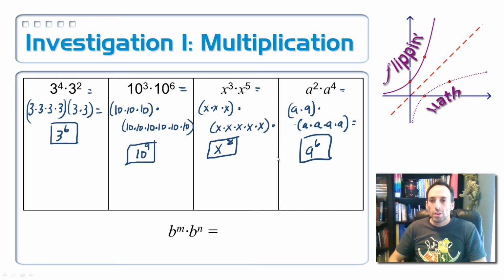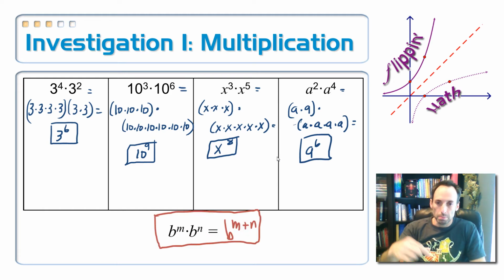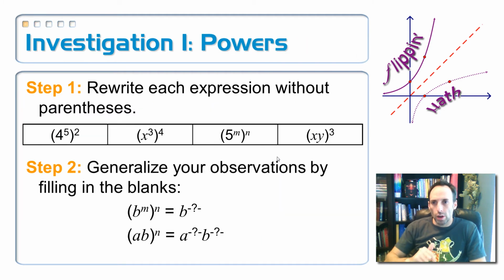So the shortcut here, as long as you have like bases, b to the m times b to the n, you just add up your exponents keeping the same base. That's equal to b to the m plus n power. Okay, keep the same base, add up the exponents. Easy. Piece of cake. Alright.